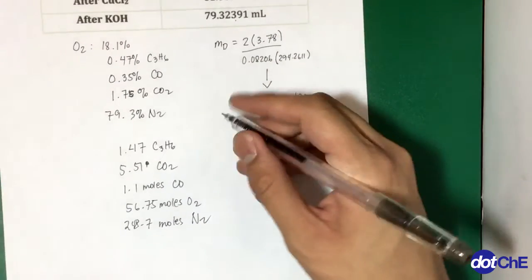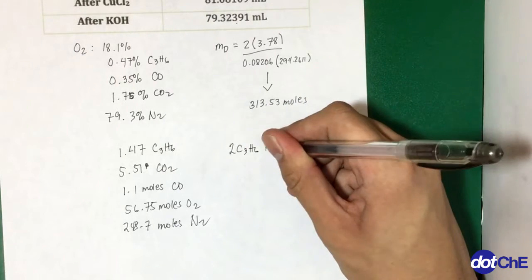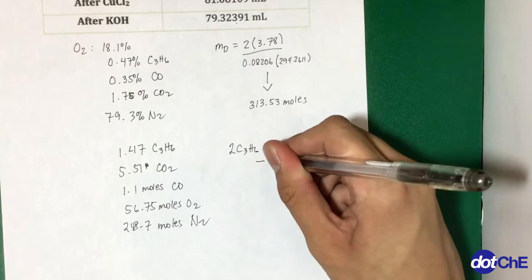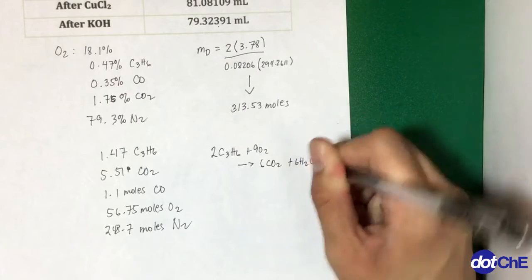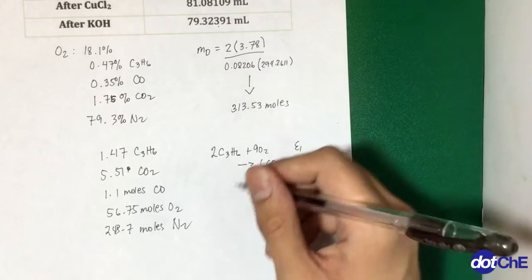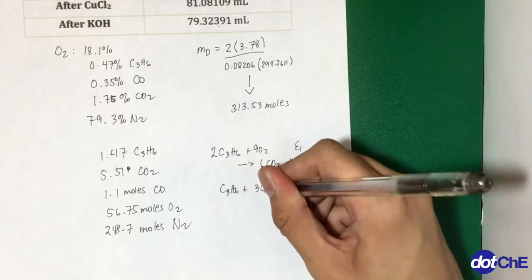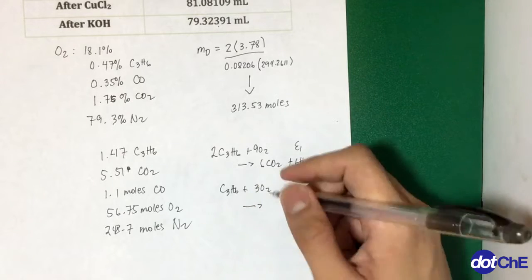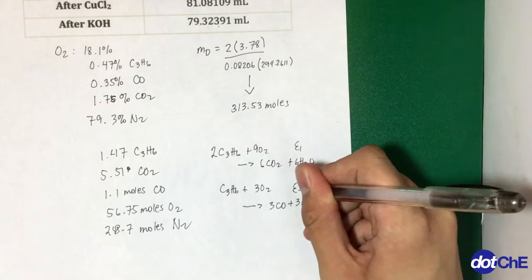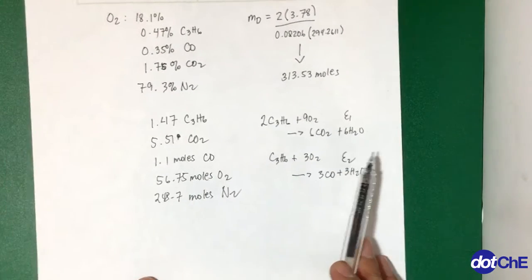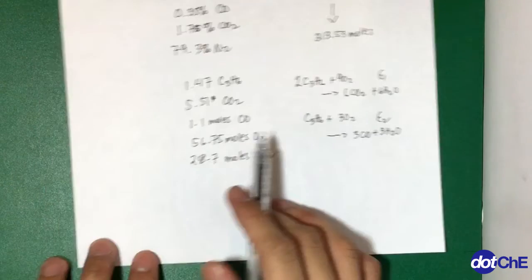reactions. So we have two reactions for this. We have 2C3H6 plus 9O2. I'm going to do them as balanced. 6CO2 plus 6H2O. So I'll label this as extent 1. Then I have C3H6 plus 3O2 produces 3CO plus 3H2O. I'll label this as extent 2. Now we know that extent 1 could be derived from CO2 and extent 2 can be derived from CO. So let's just do that.